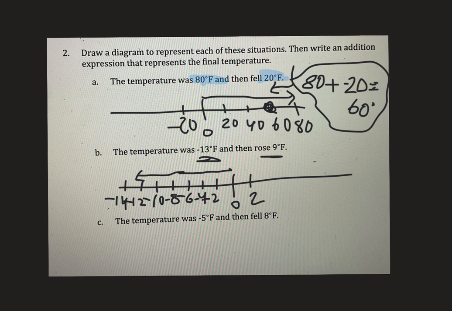I also started going in the positive side, but then I realized if I'm at -13 degrees and the temperature rises 9 degrees, I could count 1, 2, 3, 4, 5, 6, 7, 8, 9. I'm going to end up back at -4 degrees. So my final temperature is -4 degrees, and my expression would be -13 plus 9. Since it's rising, that's a positive number, and that leaves me with -4 degrees. Notice that when the negative number is larger, like the magnitude of that vector right there is larger in the negative direction, then we end up still having a negative answer.